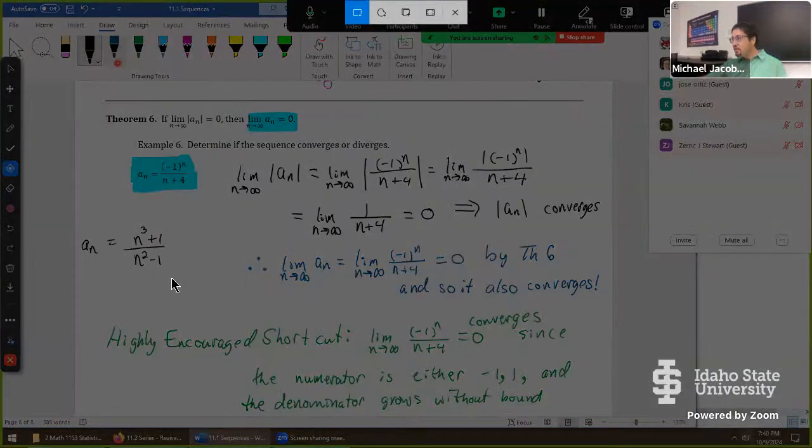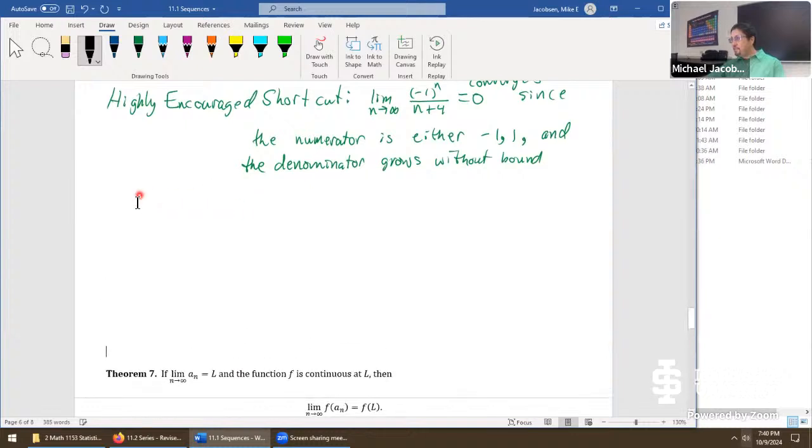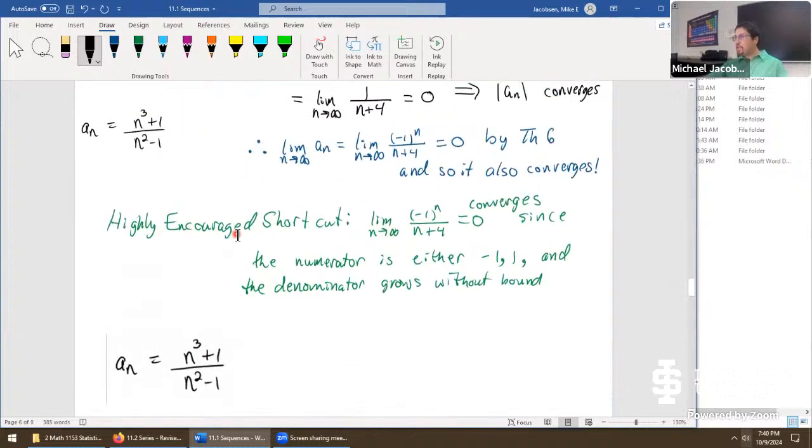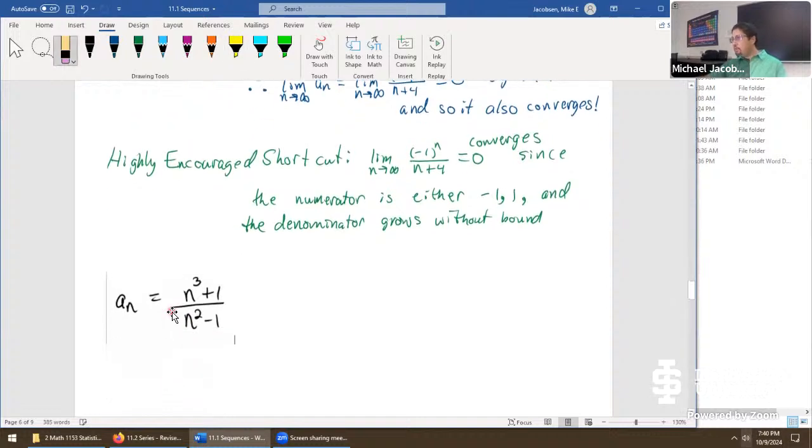Let's take another look at this one, just as an extra example. If we took the limit of this one, then again, there's another way to think about this. This is a rational function, but this one does not have a horizontal asymptote. The reason being is the numerator power is too large.